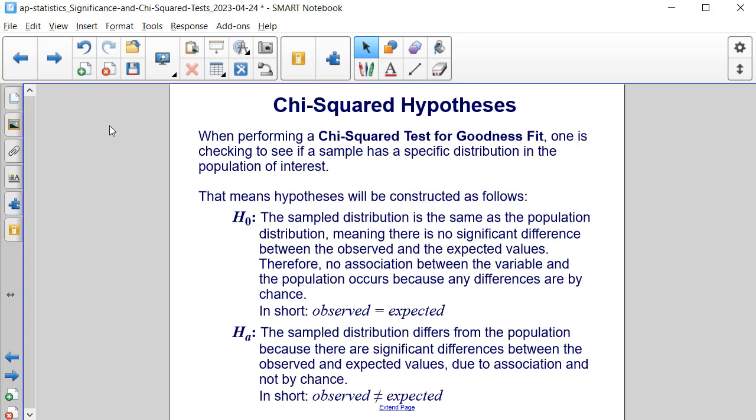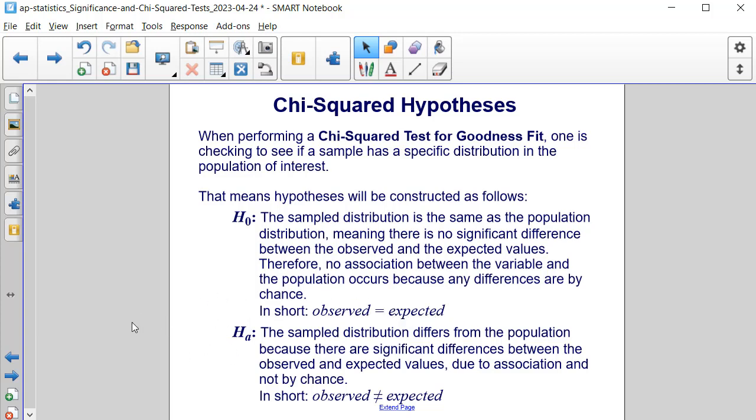Now let's talk about the chi-squared hypotheses. When performing a chi-squared test for goodness of fit, one is checking to see if a sample has a specific distribution in the population of interest. That means hypotheses will be constructed as follows. For the null hypothesis, the sample distribution is the same as the population distribution, meaning there is no significant difference between the observed and expected values. Therefore, no association between the variable and population occurs, because any differences are by chance. In short, the observed value is equal to the expected value.